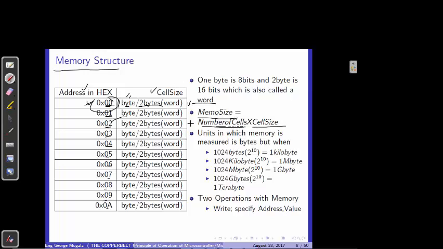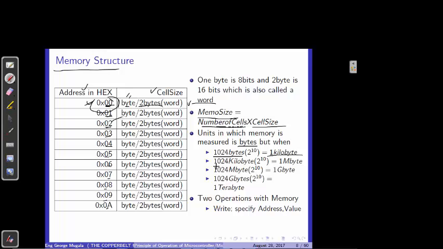Now the cell size can be, like in this case, a byte or 2 bytes, times the number of cells. The unit in which memory is measured is bytes. When we say it's a byte, it can hold 8 bits at the minimum. But if we have 1024 bytes, then that is referred to as a 1 kilobyte memory unit.